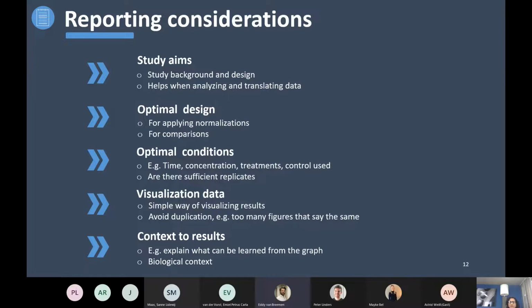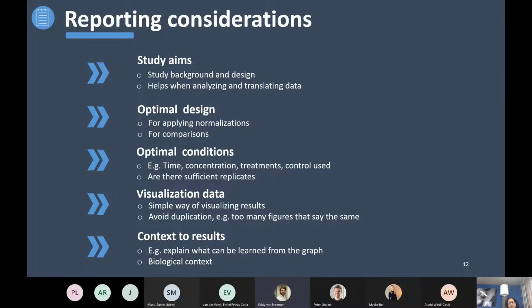Then when you visualize the data, there are simple ways of visualizing it, like heat maps and PCA plots. We could show everything, but it's better to avoid showing too many figures that say the same thing. You could either show a significant heat map or a raw data heat map, but avoid showing both.